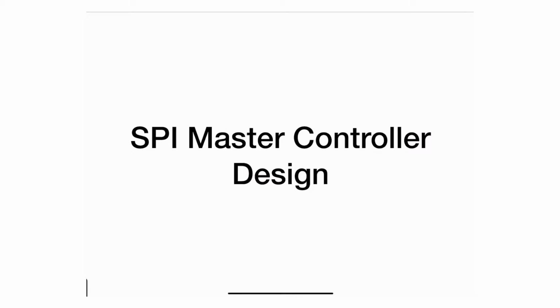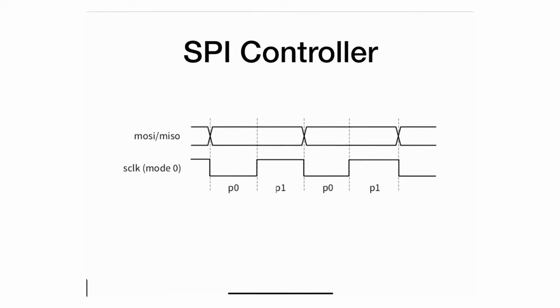So in our design, we'll explain it using mode 0, but our design is generic enough that it can actually accommodate any of the 4 designs. But we will just explain it using mode 0. And we'll assume that we're going to be sending 8 bits and the most significant bit is shifted first.